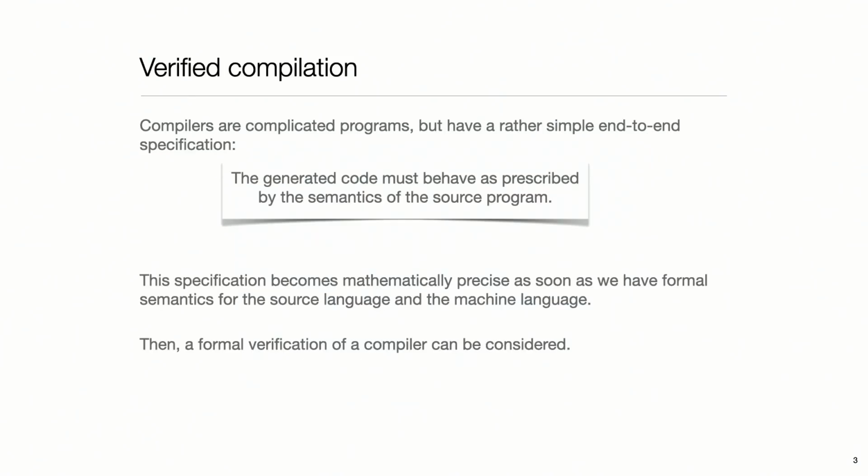Compilers are complicated programs. They may contain bugs. However, they have a rather simple end-to-end specification, which is as follows. The generated code must behave as prescribed by the semantics of the source program. This specification is a property about semantics preservation, so it involves the semantics of the source and the target languages of the compiler. The specification becomes mathematically precise as soon as we have formal semantics for the source language and the machine language. Then formal verification of the compiler can be considered.